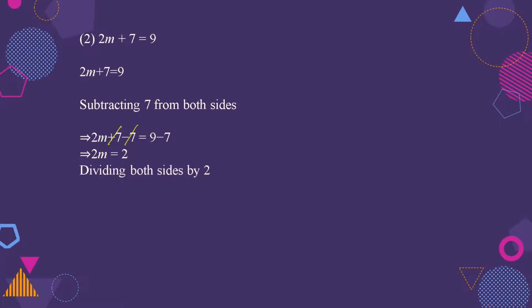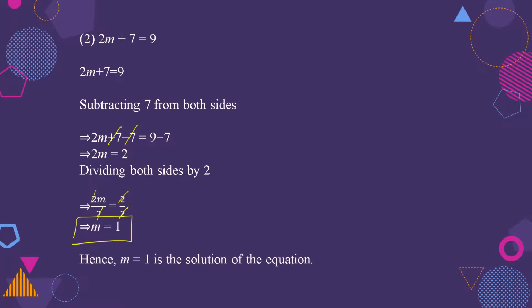Now we divide both the sides by 2. So we'll have 2m upon 2 is equal to 2 upon 2. On your left hand side, 2 will get cancelled from the numerator and the denominator. Similarly, on your right hand side, 2 will get cancelled from the numerator and the denominator. So we get the value of m is equal to 1. Hence, m is equal to 1 is a solution of the given equation.